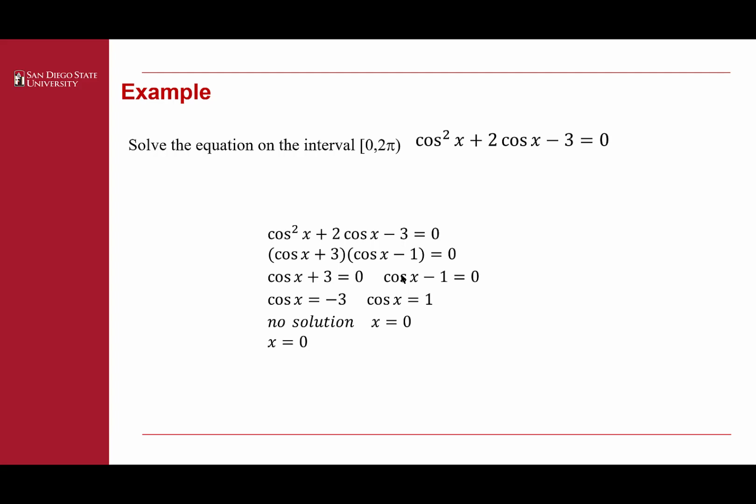This quadratic form can be factored as the multiplication of two terms, which are cosinus x plus 3 and cosinus x minus 1. So this multiplication must be 0, since the original quadratic form is equal to 0. In this case, either or both of these terms can be 0, and in this way we can get the solutions. If cosinus x plus 3 equals 0, then we get cosinus x equals minus 3 if we subtract 3 from both sides.